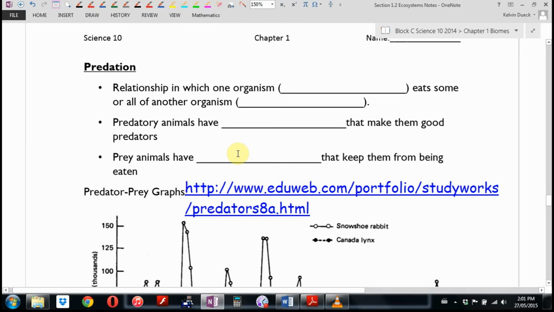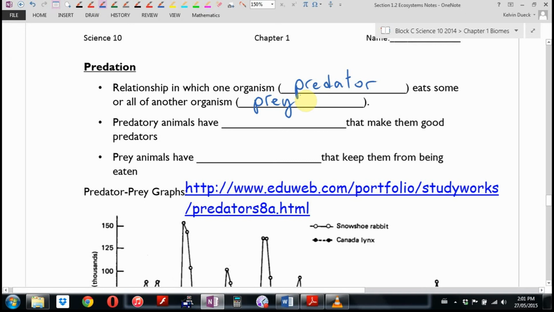Predation, predator. This is a relationship in which one organism eats some or all of another organism. What do we call the organism that does the eating? Predator. What do we call the one that gets eaten? The prey, spelled with an E. There's a whole branch of biology looking at predator and prey interactions.